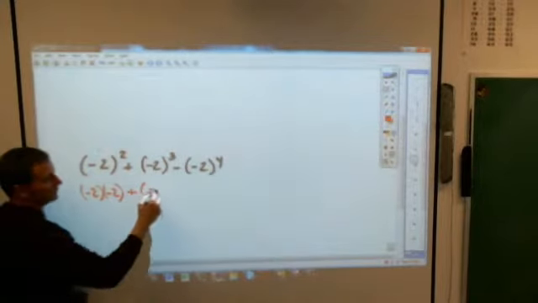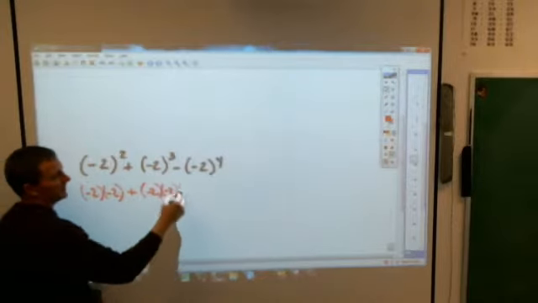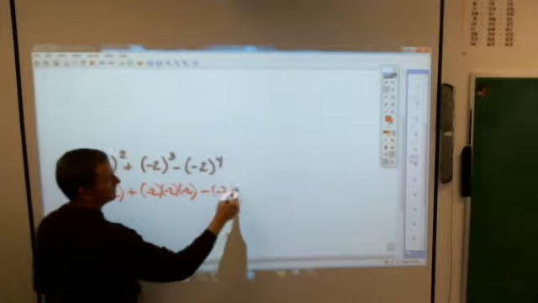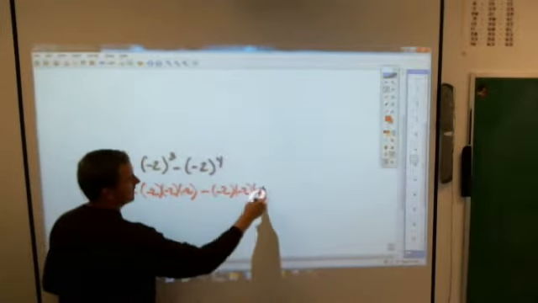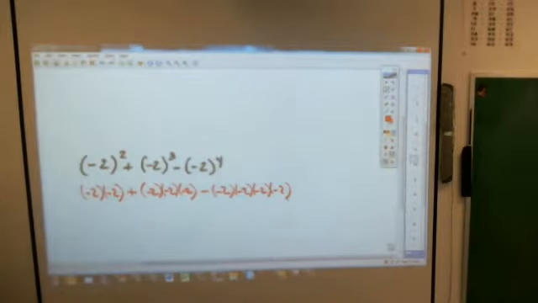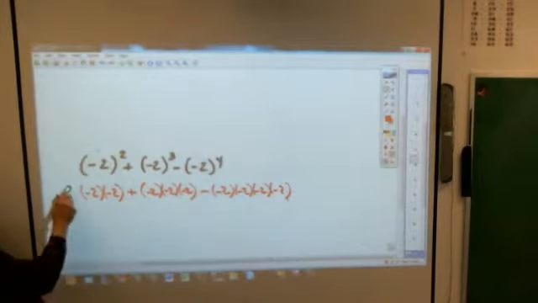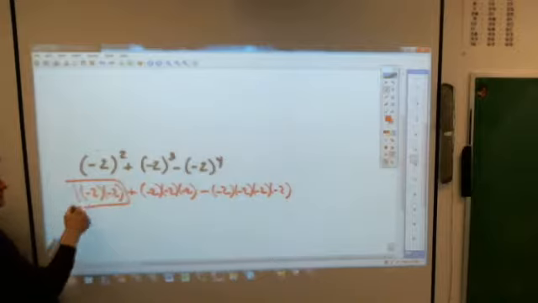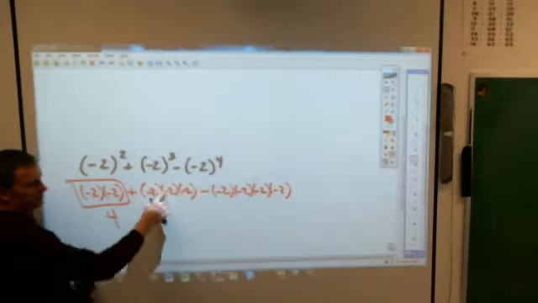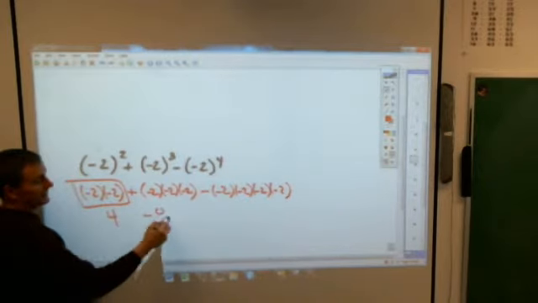This is a negative 2 times a negative 2 times a negative 2. And then that's minus a negative 2 times a negative 2 times a negative 2 times a negative 2. And you just have to count the number of negatives. These all get separated by addition and subtraction signs. 2 negatives make this positive, which means it's a positive 4. 3 negatives make that negative. 2 times 2 times 2 is 8, so it's minus 8.